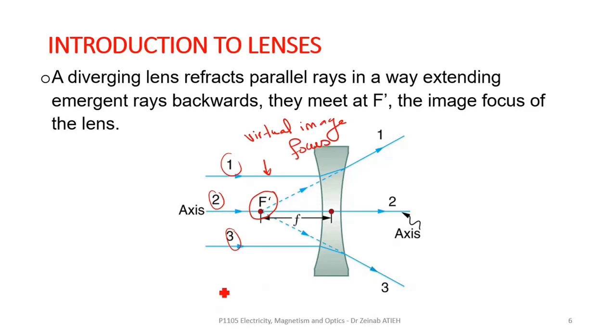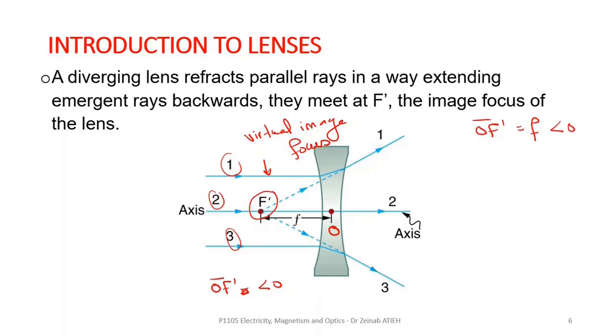Remember that OF prime is the position of the image, measured from O. This is O, the center of the lens. So OF prime in my case here is negative. Why? Because F prime is virtual. In this case, by definition, we said OF prime is the focal length. So in the case of a diverging lens, the focal length is negative.